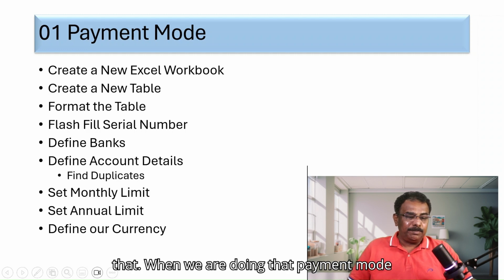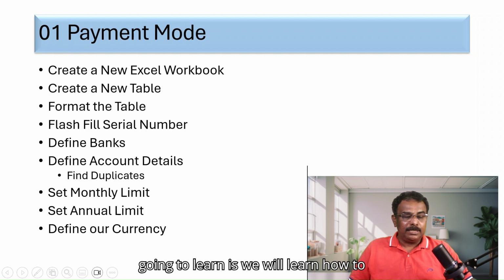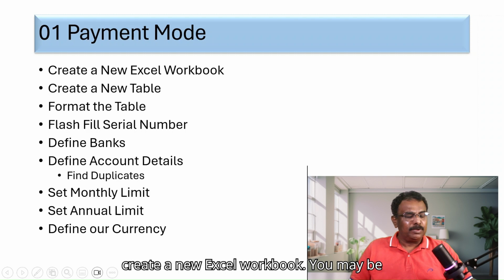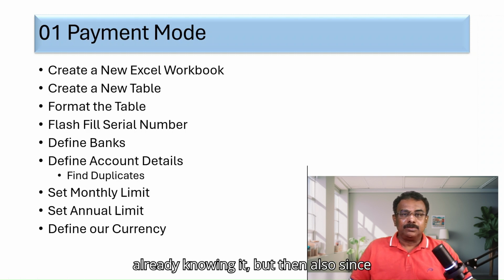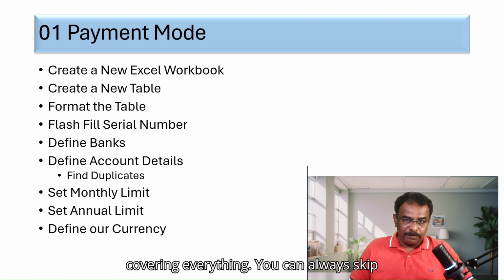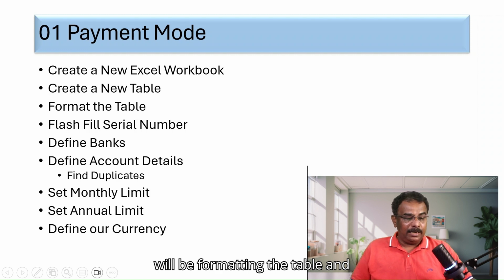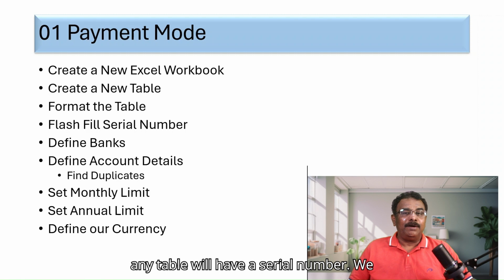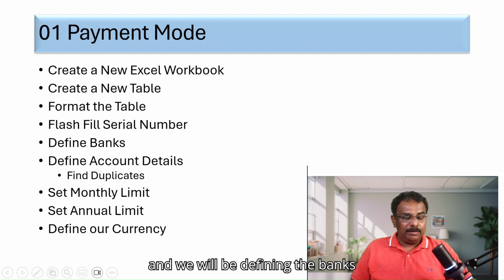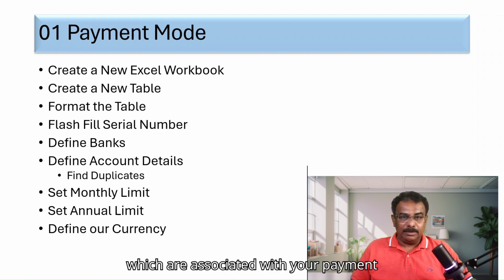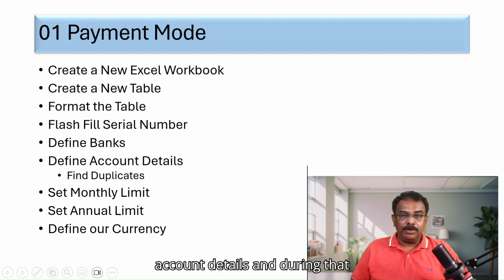When we are doing that payment mode Excel sheet, what we are going to learn is how to create a new Excel workbook. You may already know it, but since we are starting from the basics, we are covering everything, and you can always skip it. We'll be creating a simple table and formatting the table, and any table will have a serial number. We will learn how to do a flash fill, and we'll be defining the banks which are associated with your payment mode, and we'll be defining the account details.